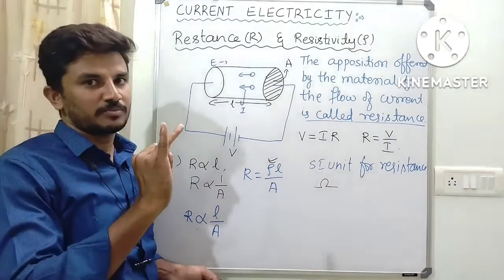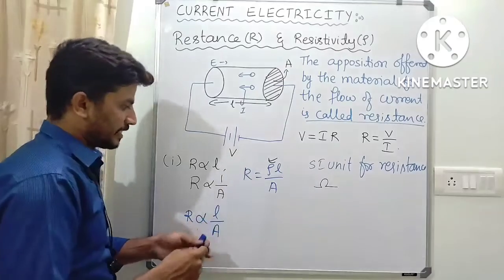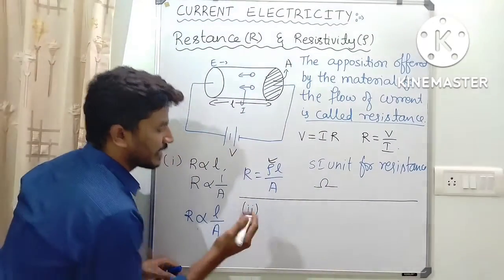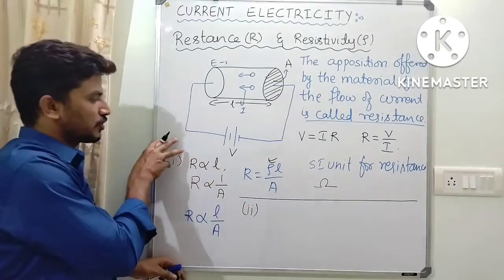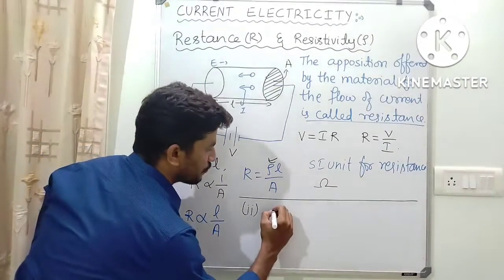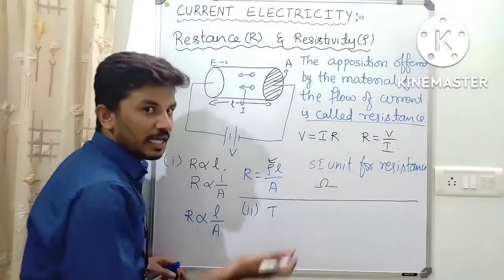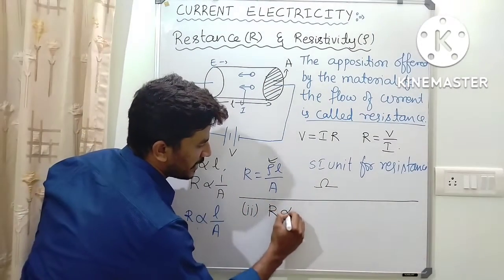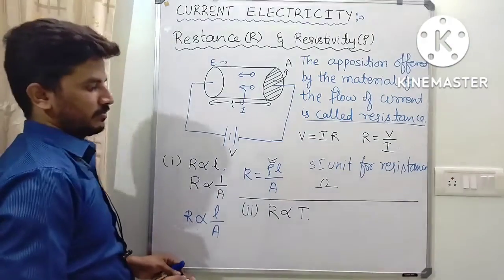That is temperature. Now, I write like this. Second one, here only. Make it a second point. So this first point, this second point. So if temperature increases, resistance also increases. Means resistance of a material is directly proportional to temperature.